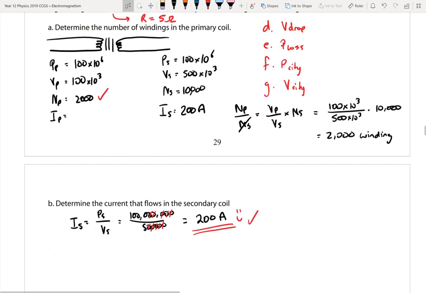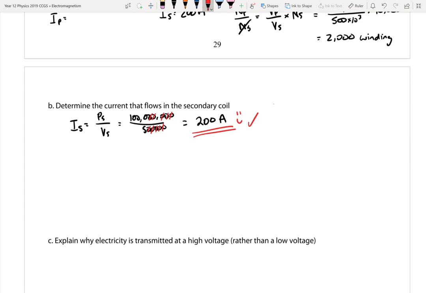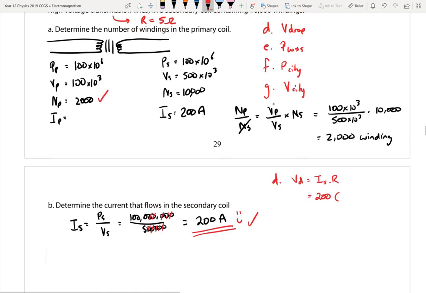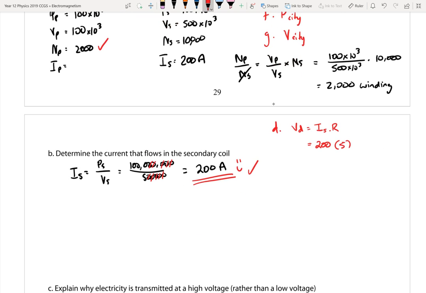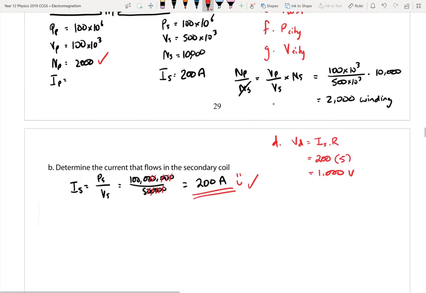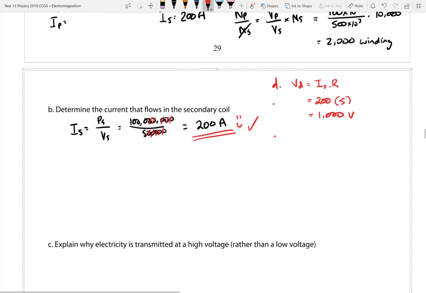Let's do part D. 200 times 5 is 1,000 volts. Therefore, power loss. Can't you just do these IR for voltage drop? That's what I did. Oh, Mr. Rahal.